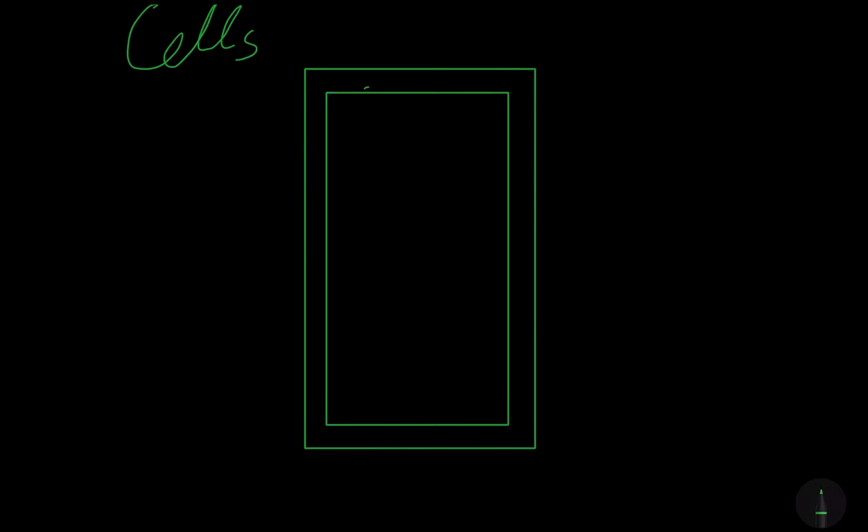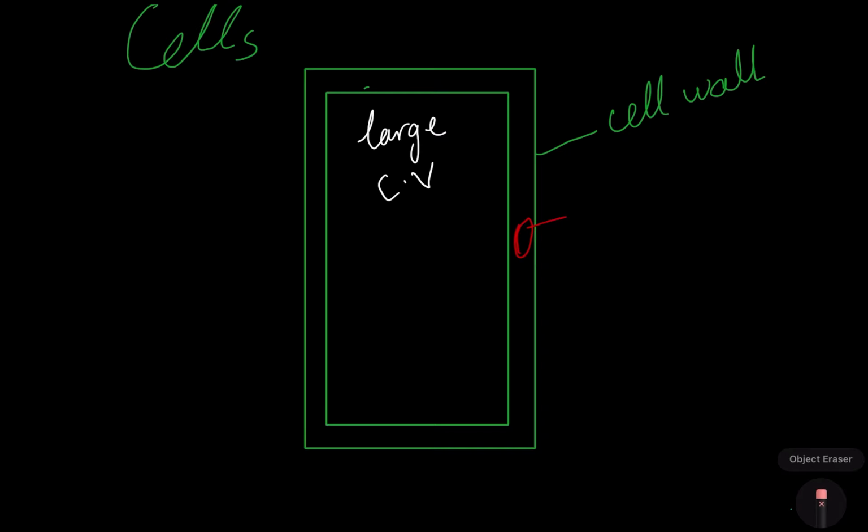The difference between them is that in a plant cell we have a cell wall, and then we also have a large central vacuole which is present here. After that we have a nucleus, which is here. It is not present in the cell wall, but it is present under the cytoplasm like this, and the cytoplasm is of this shape.